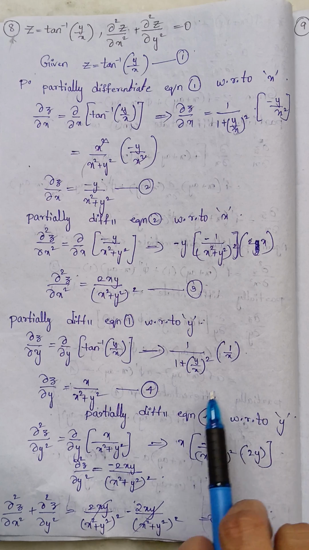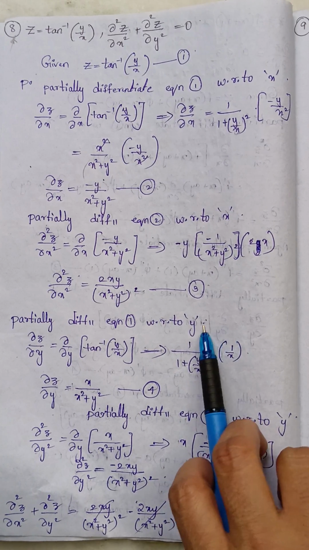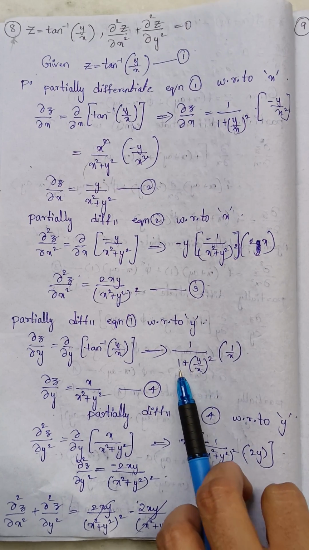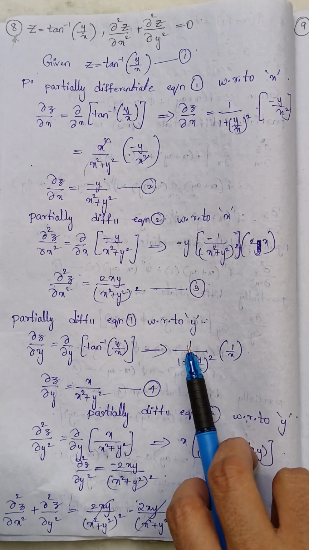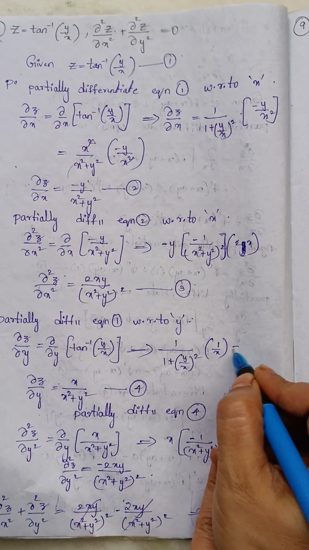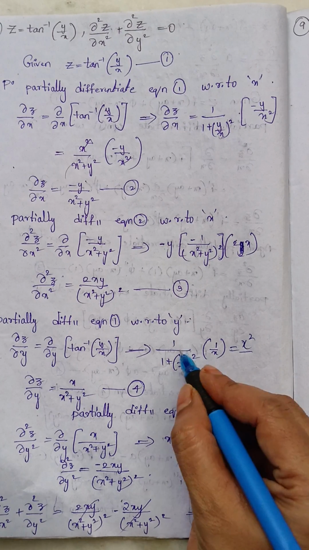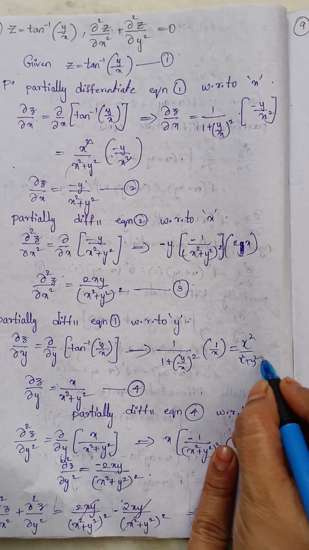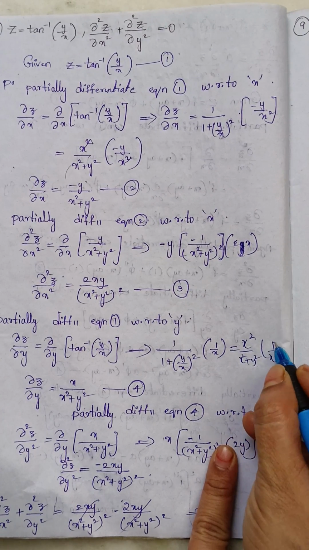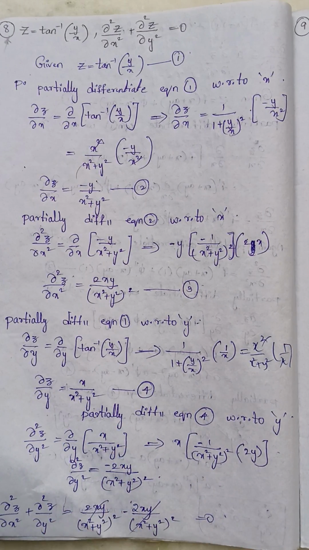Now here we take x square as the LCM and take it into the numerator. So x square by x square plus y square, and 1 by x. Then it gets cancelled. That means we can write it as x square by this; take it into the numerator, and the LCM is x square plus y square, into 1 by x. Now x gets cancelled, then x by x square plus y square.